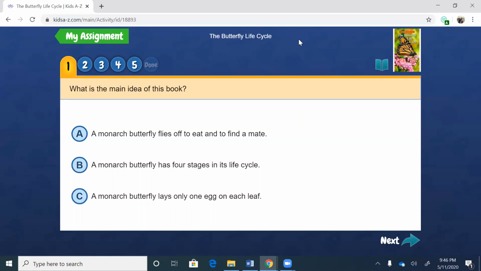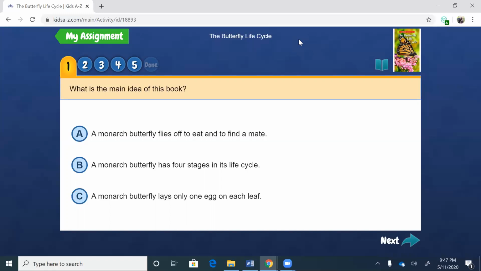A, a monarch butterfly flies off to eat and to find a mate. B, a monarch butterfly has 4 stages in its life cycle. C, a monarch butterfly lays only one egg on each leaf. All right, so the main idea is usually in the title, and it's called the butterfly life cycle. So the answer is B.